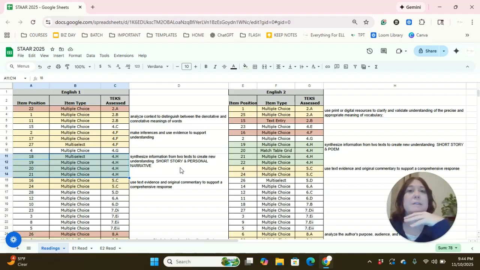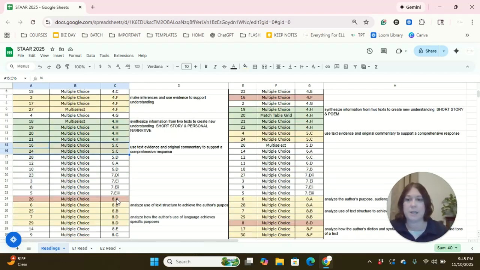So I guess what I'm trying to say is that even though this TEK is looking at, again, the similarities and the differences between two different genres, I think you can easily practice this skill within a singular genre to give your students as much practice throughout the year as possible. All right, so the next TEK we're going to look at is 5C. This is using text evidence to support your answer. I feel like this one is also, it was twice on the English one, twice on the English two, so 6% of the reading score. And again, I feel like this one has been pretty consistent from TEA as well.